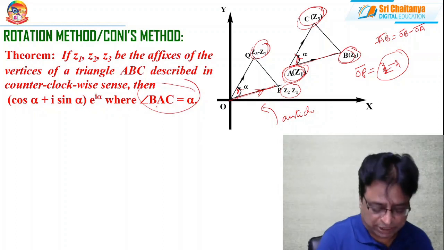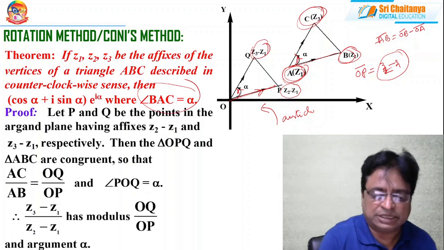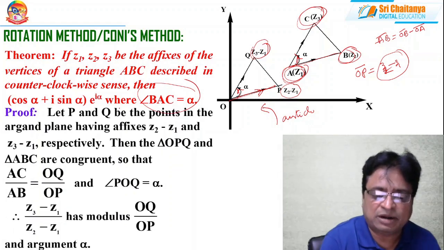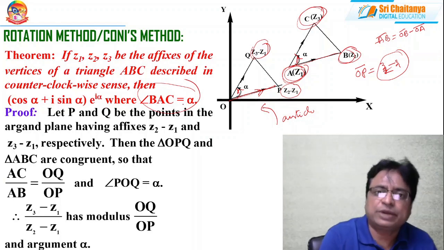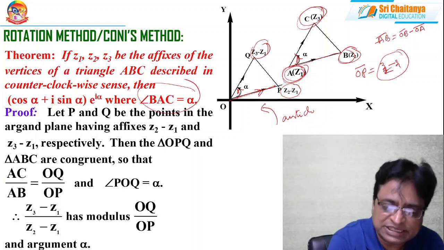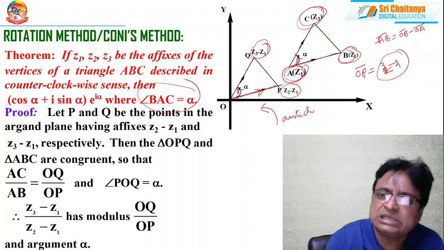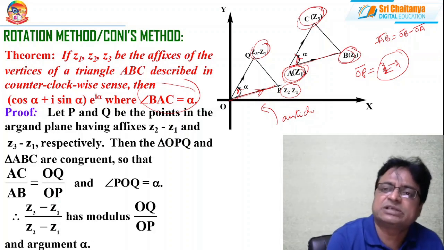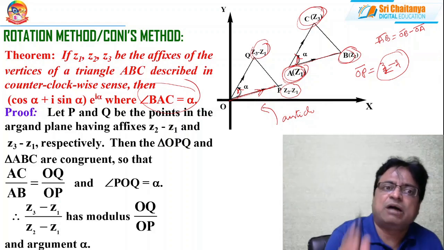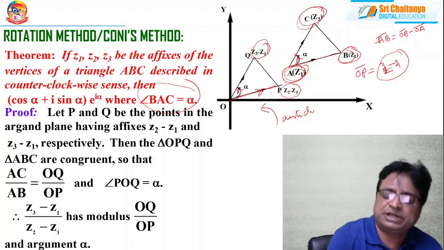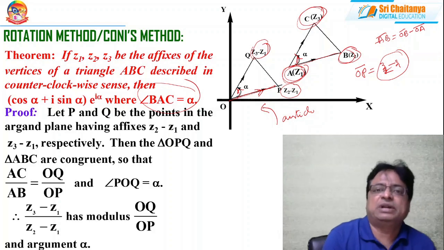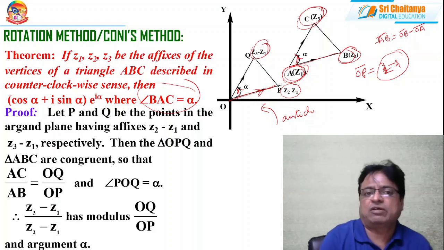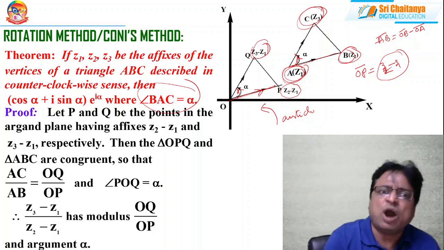Okay, this is cos alpha plus i sin alpha, e to the power i alpha, if angle BAC is equal to alpha. So this is the relation between the angles represented by the affixes of the complex numbers given as vertices of the triangle ABC described in the anti-clockwise direction. So how to get this?